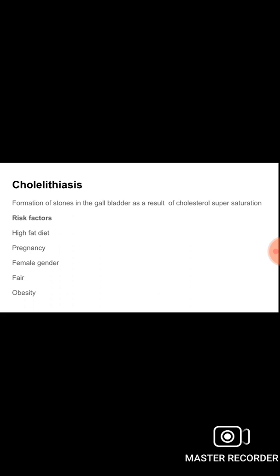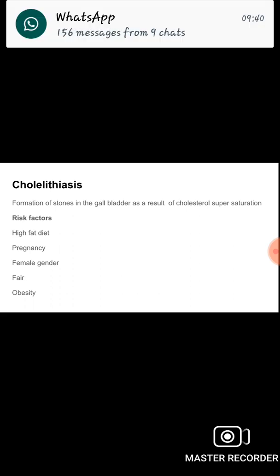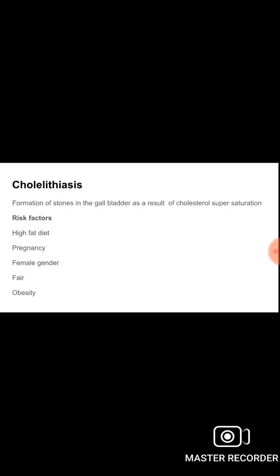Cholelithiasis, that's another topic. Hope you're taking note. Cholelithiasis, formation of stones in the gallbladder as a result of cholesterol supersaturation. So the risk factors are high fatty diet, pregnancy, female gender, fair, and obese.